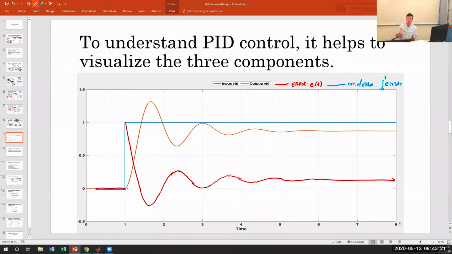Integrals smooth out discontinuities, right? If I integrate a step, I get a ramp. A step has a discontinuity, whereas a ramp does not. So this is the same idea. Integrating this error smooths out this discontinuity. So we accumulate positive area until we get to about here.